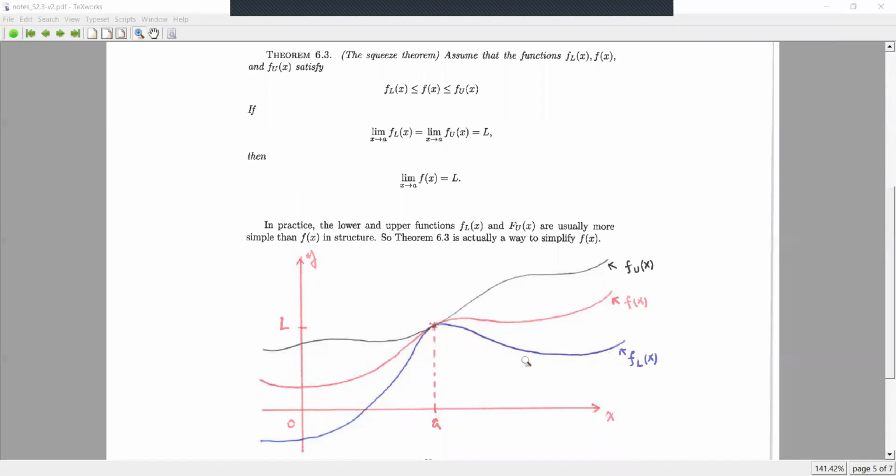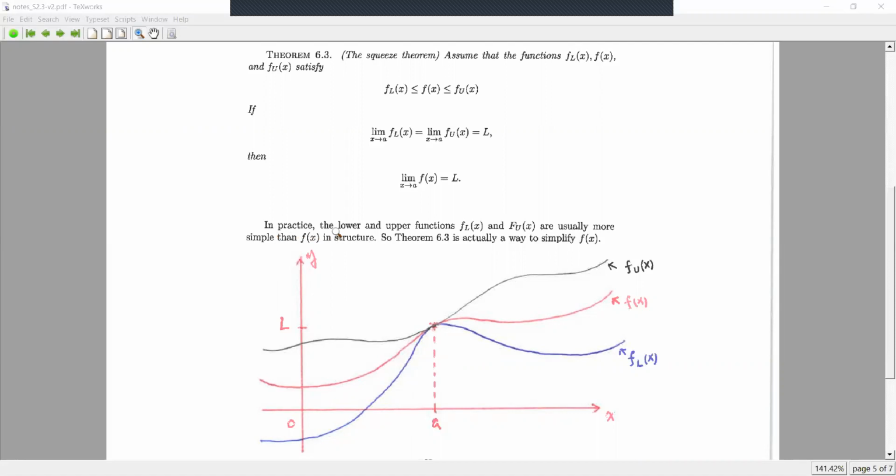Here is the case. Suppose point A is here, and this height is the number L. As x approaches the point A, the blue curve approaches this point, whose height is L. And the black curve approaches the same point. Because the red curve lies between the black curve and the blue curve, as x approaches A, the red curve also approaches the same point. This is the squeeze theorem.